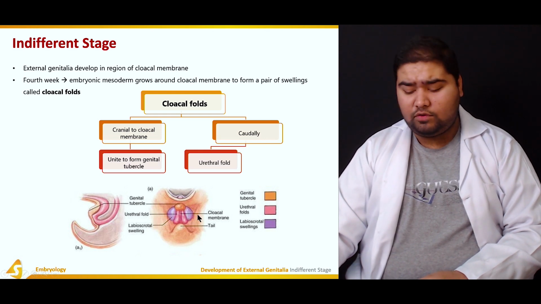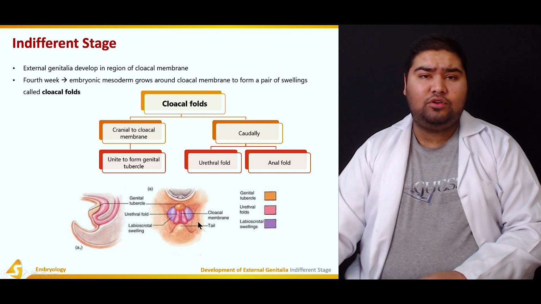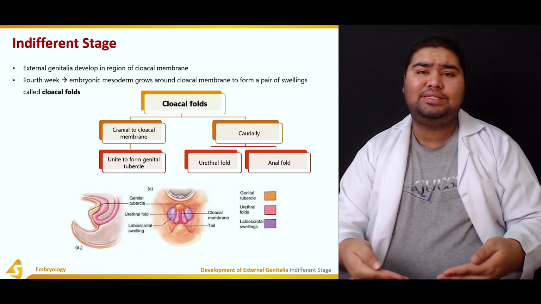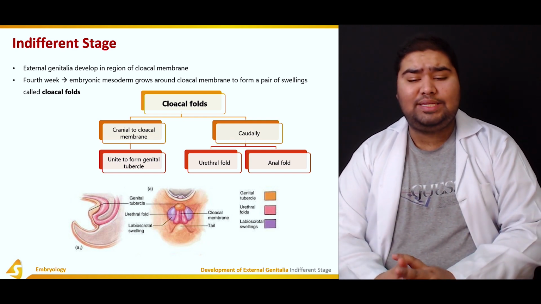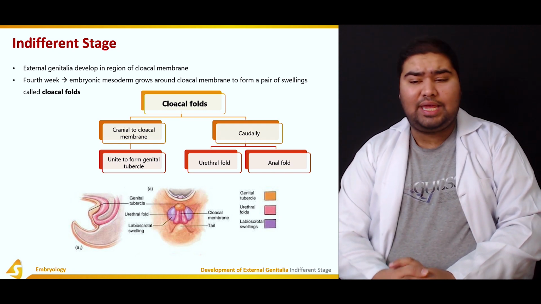Here are the urethral folds, and anal folds are formed. These pink ones are the anal folds. Actually, the anal folds lie towards the dorsal aspect, which cannot be clearly seen in this figure. However, they help in the production of the adult anus.